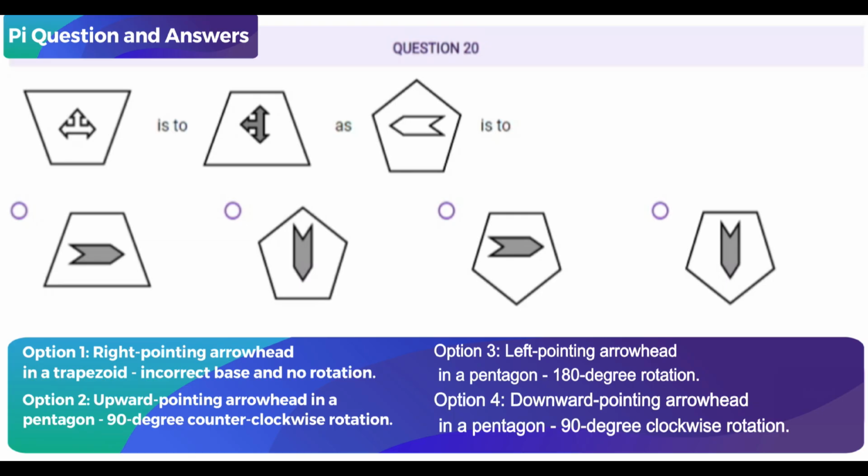The primary transformation is a 90-degree rotation of the internal element, and the base shape changes to a pentagon. Both upward and downward pointing arrowheads represent a 90-degree rotation. Considering a potential implied consistent rotation direction, e.g. clockwise, could explain horizontal inward to vertical outward, the right pointing arrowhead would become downward pointing. Correct answer: option 4, downward pointing arrowhead in a pentagon.